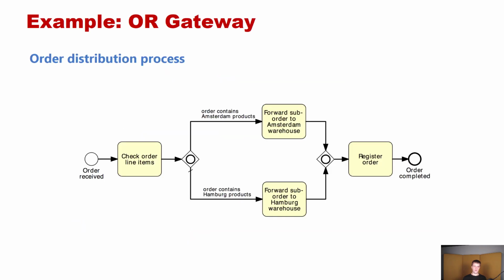To give you an example, let's take a look at an order distribution process. First of all, we are going to check order line items.